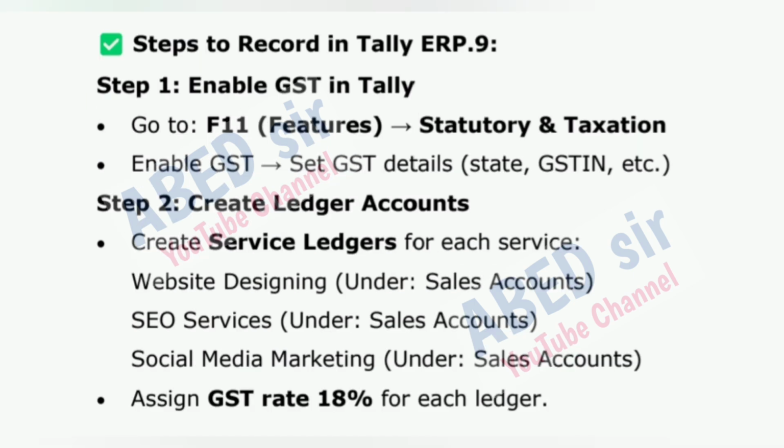Steps to record in Tally ERP.9. Step 1. Enable GST in Tally. Go to F11, Features, Statutory and Taxation. Enable GST, set GST details, state, GSTIN, etc.